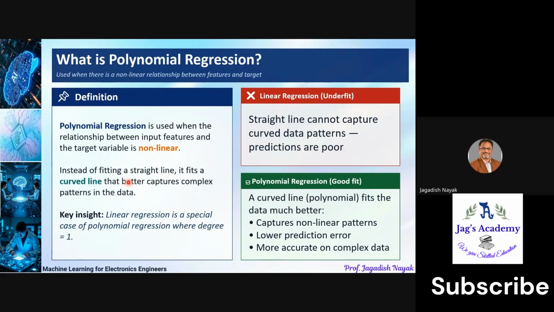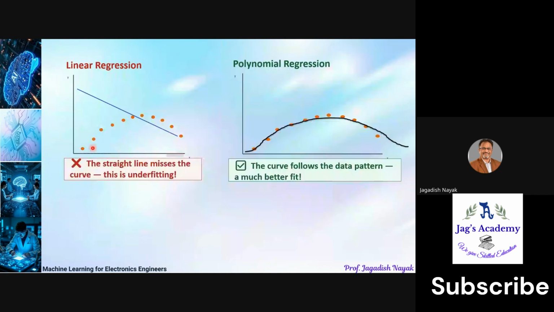If you see simple linear regression, y is equal to mx plus c, it's also a polynomial, but of degree 1. So linear regression in such cases will not work. I told you, a straight line cannot capture it, but a polynomial line can. So it's a good fit for that particular data set. The curved line fits the data much better. A curved line can capture nonlinear patterns, it will lower the prediction error, and definitely lead to more accurate prediction.